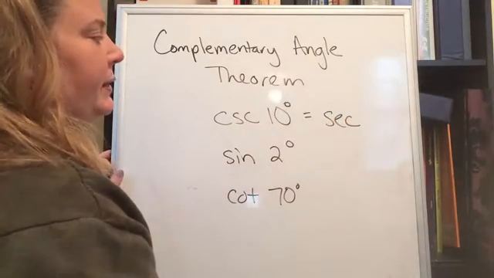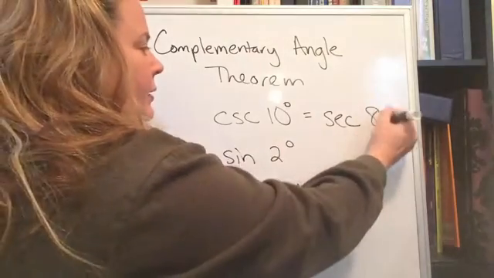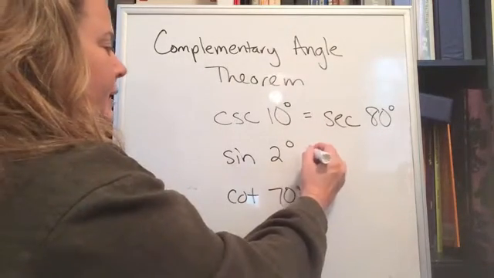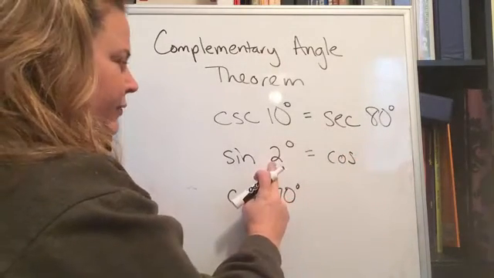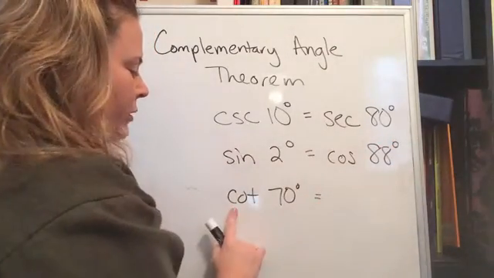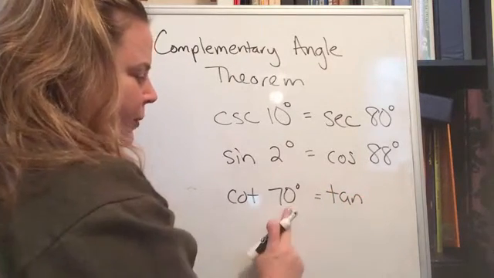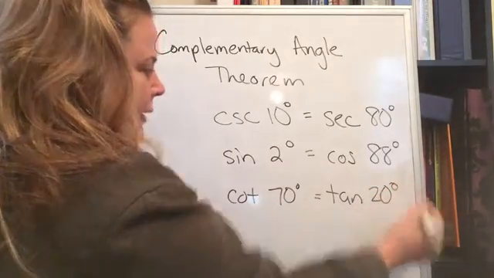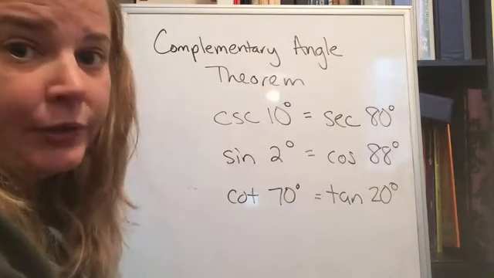And what is the complementary angle to 10 degrees? 90 minus 10 is 80. Sine of 2 degrees is the same as saying cosine, because that's its cofunction. What's the complement of 2 degrees? 90 minus 2 is 88. And cotangent is the same as its cofunction, tangent, with the complementary angle to 70 degrees. 70 plus what makes 90? 20. Cofunctions of complementary angles are equal.